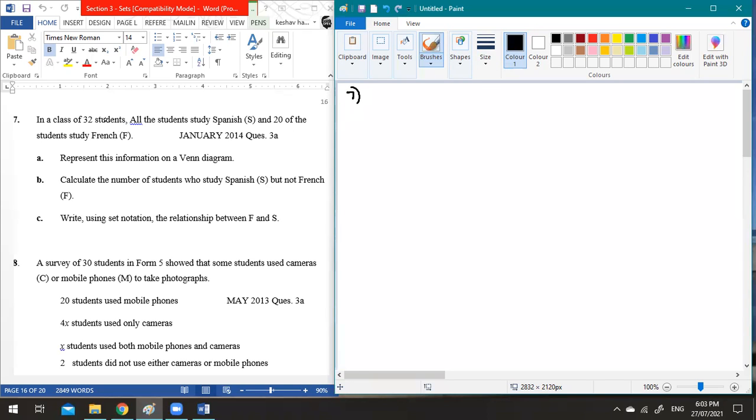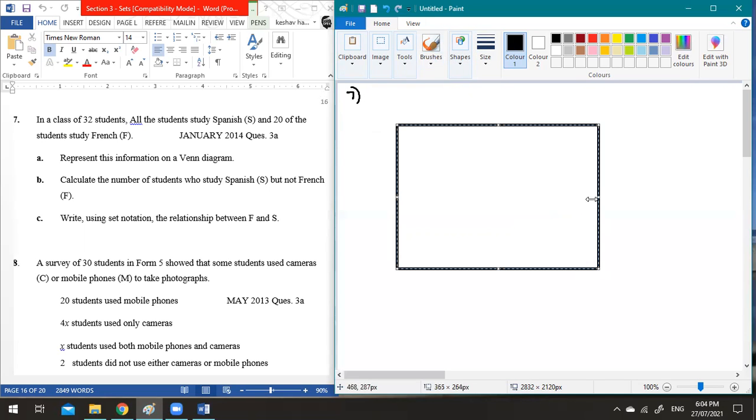Number 7. In a class of 32 students, all the students study Spanish, S for Spanish, and 20 of the students study French, F for French. All right, this is a January 2014 question. Represent this information in a diagram, calculate the number of students who study Spanish but not French. That's basically asking for Spanish only. And write using set notation the relationship between F and S. So they want us to draw the Venn diagram: rectangles and circles.